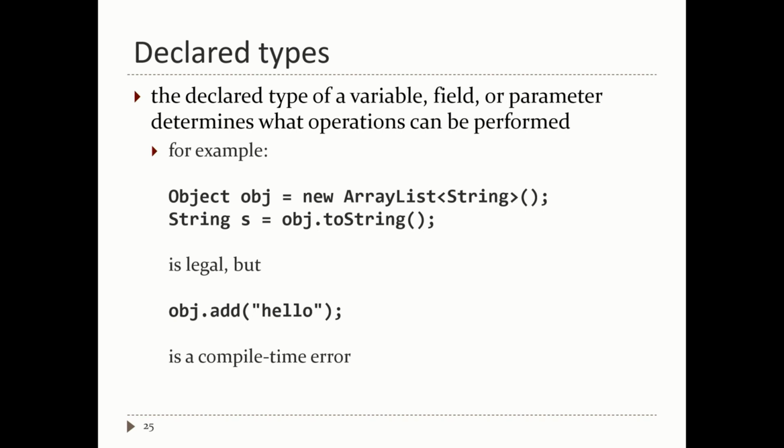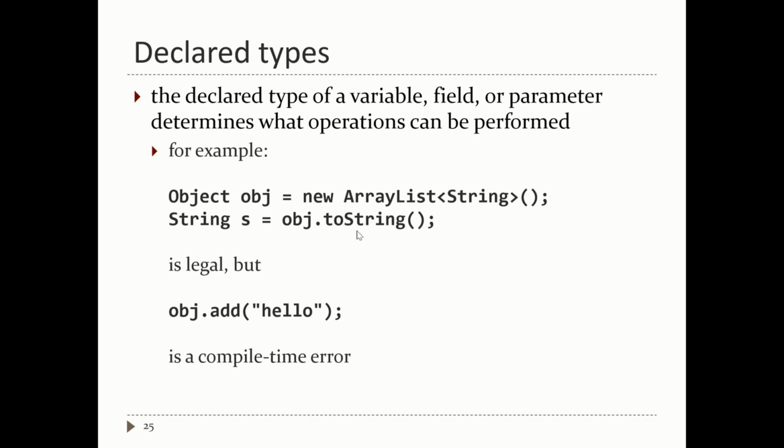So the declared type of a variable or a field or a parameter determines what operations can be performed. For example, I can store anything in a variable whose type is Object. So I can store an ArrayList in that variable obj. What methods can I use by using the variable obj? The only methods I can use are those that belong to the declared type. So the only methods I can call with obj are those that are defined in big O Object.